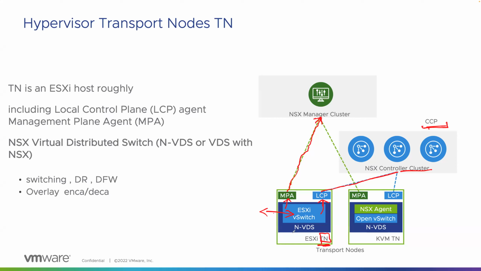So here we just emphasize that there's a virtual switch. For example, in this case, it's NVDS, or VDS 7.0 plus, or VDS with NSX switch inside of the TN.